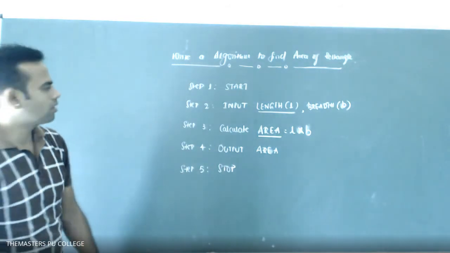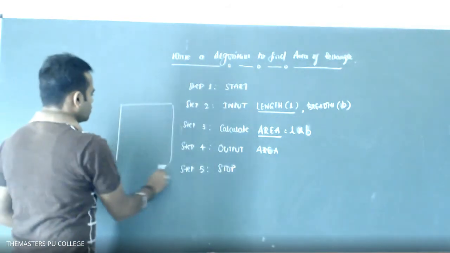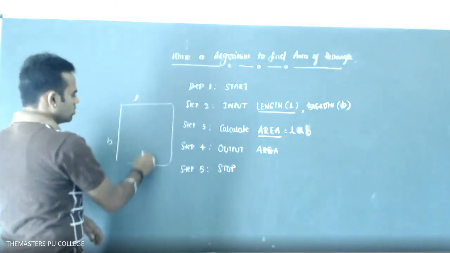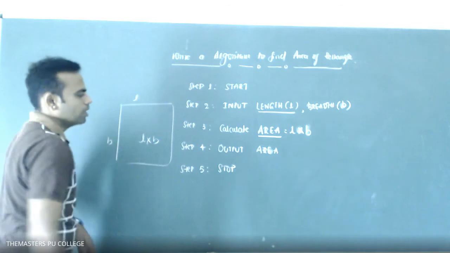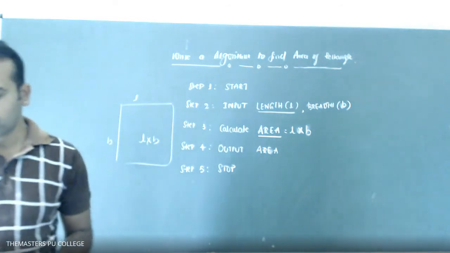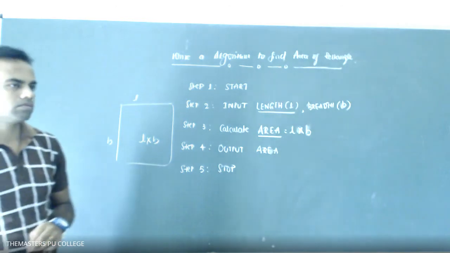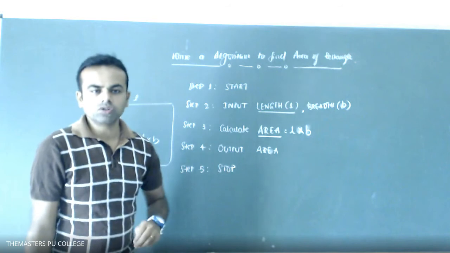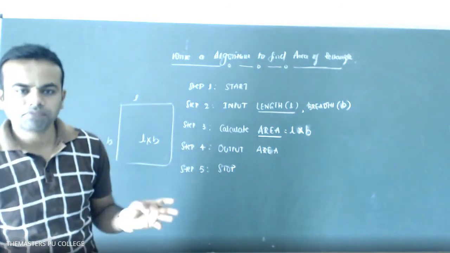Okay, right. Rectangle, I know. So here this is length, this is breadth. Okay, so this is what we call L into B, rectangle. Right, you are doing length into breadth.